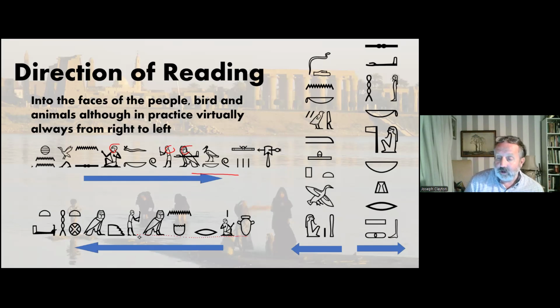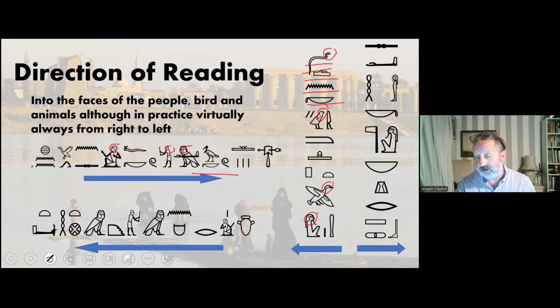But when you're reading vertically, same principle. See, this snake is facing right, this bird is facing right, this bird's facing right, and there's a person facing right. So you're reading from right to left in this column. Okay, so you work your way down. So this would be your first sign, second sign, third sign, fourth sign.